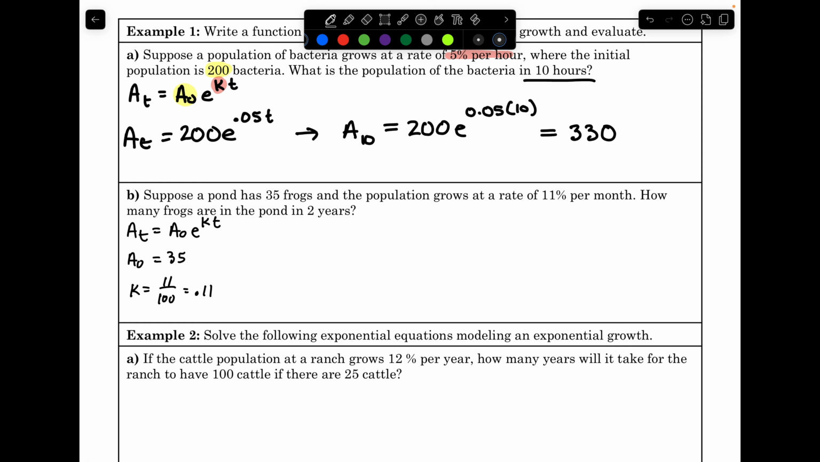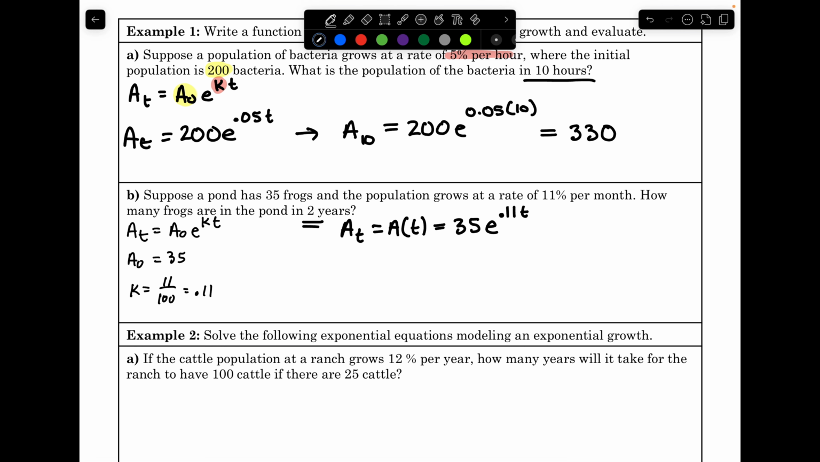So the model that represents this situation is A of t equals 35 e to the 0.11t. And the question is asking us to evaluate this when, how many frogs are going to be in this pond after 2 years, so in 2 years.